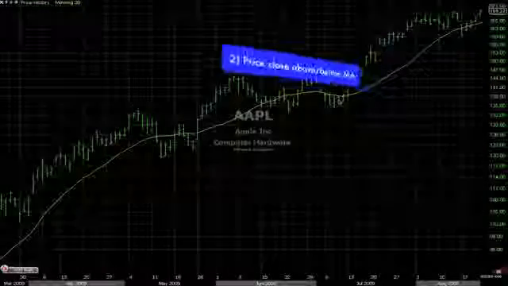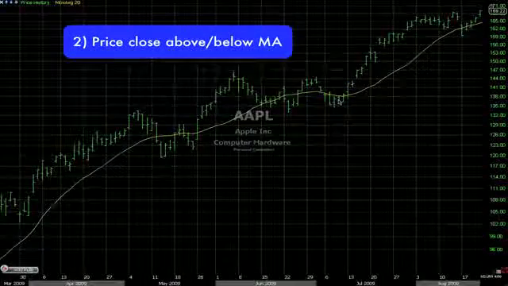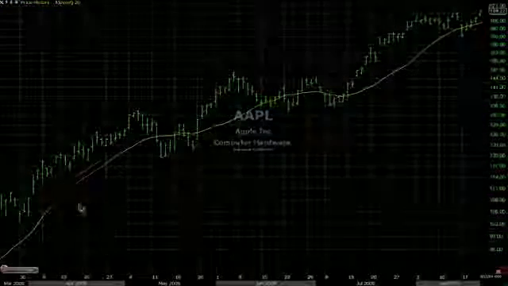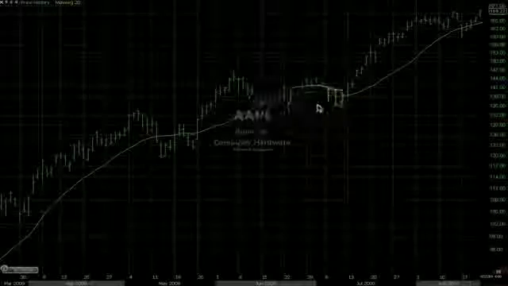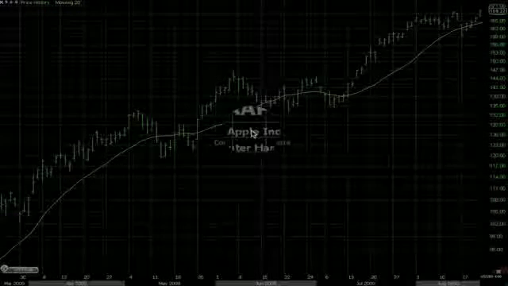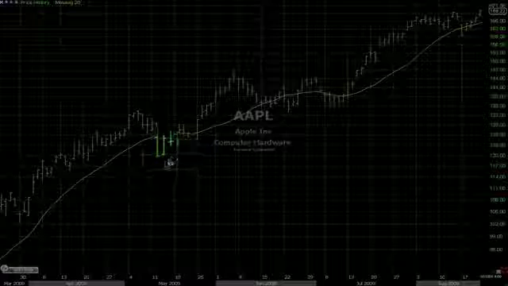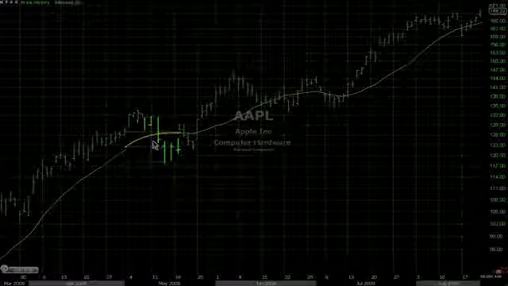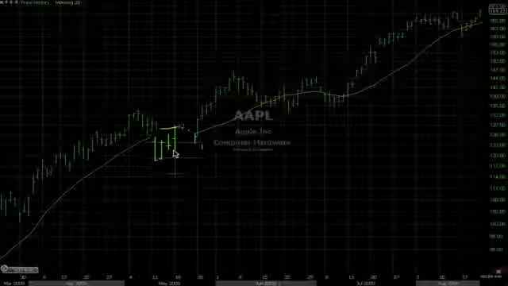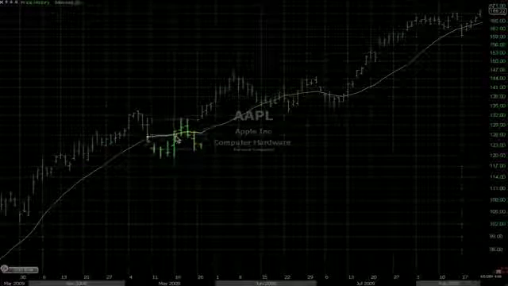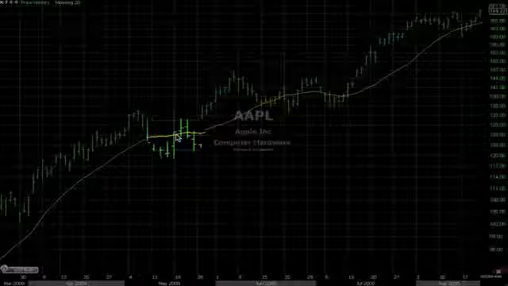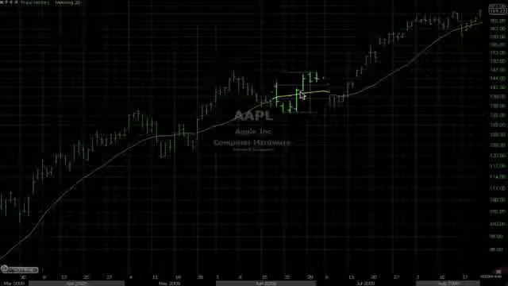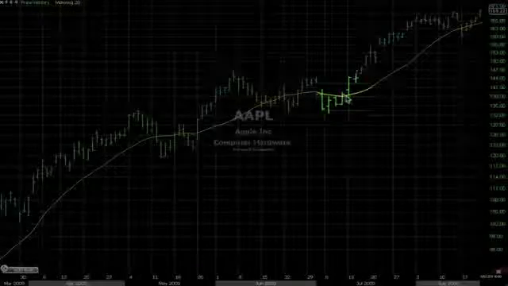The second way to use MAs for entries could be a close above the MA, or under for that matter. But in this case we do have an uptrend, so we only want to take long plays. So we're looking for closes above the MA, preferably after an X amount of bars closing underneath, because we do need some pullback to give us an entry. So a close above the MA here could be an entry. A close above here could be an entry. Or this one could be an entry.